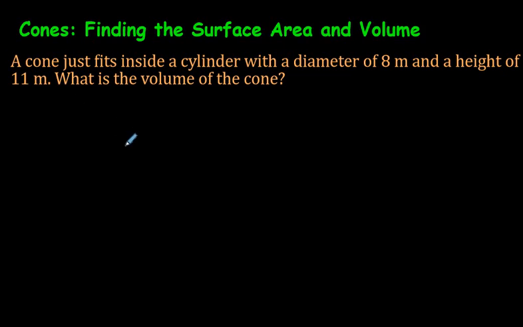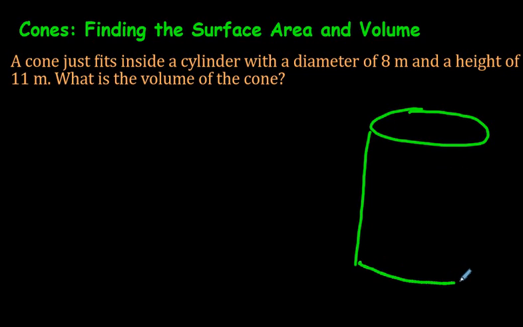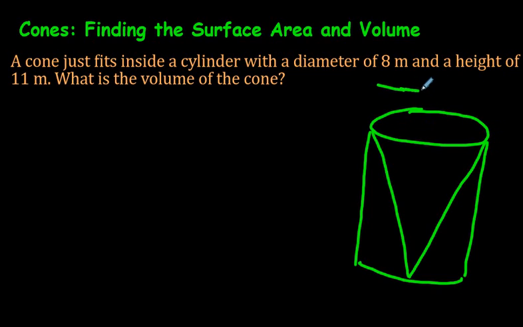We have just one last question here, and it says a cone just fits inside a cylinder with a diameter of 8 meters. So I'm going to draw this right now. Here's our cylinder. It's a little bit better than the first one I drew. Now we have a cone inside here, so I'll make it an upside down cone. It doesn't really matter. So there's our cone that just fits inside this cylinder. The diameter is 8, so all the way across from here to here is 8 meters. And the height of this thing is 11 meters. What is the volume of the cone?